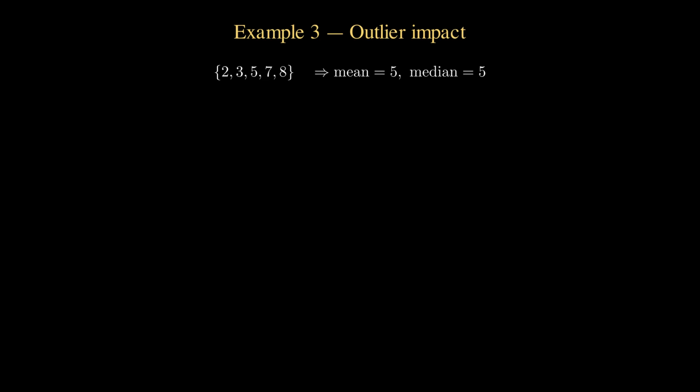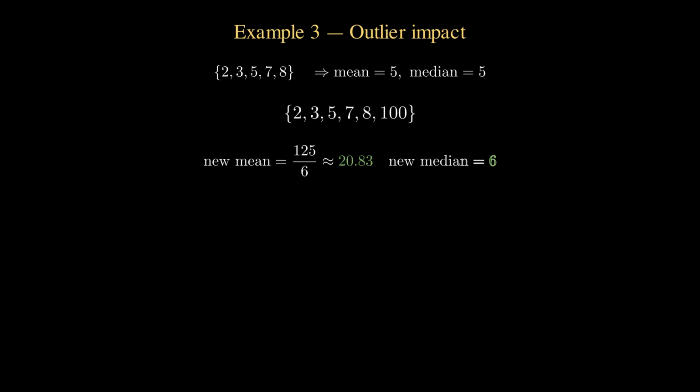Harder conceptual question, what happens when you add an extreme outlier? The mean moves a lot. Start with 2, 3, 5, 7, 8 again. The mean is 5 and the median is 5. Add 100 as a sixth value. The mean jumps because 100 pulls the average upward. The median becomes the average of 5 and 7, which is 6. It moved only a little compared to the mean.